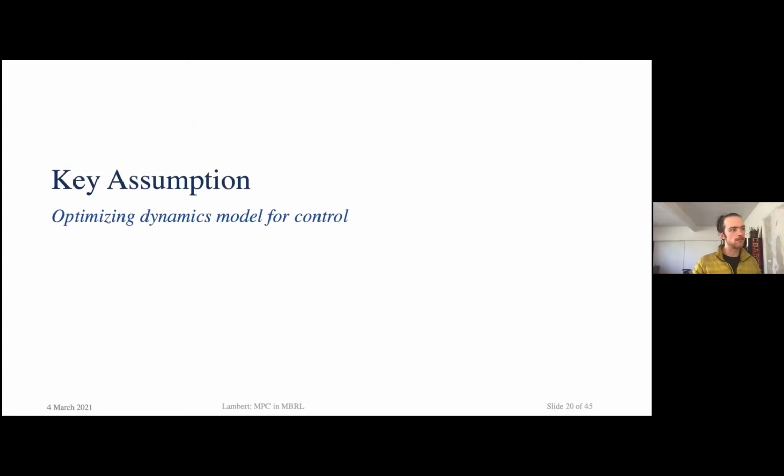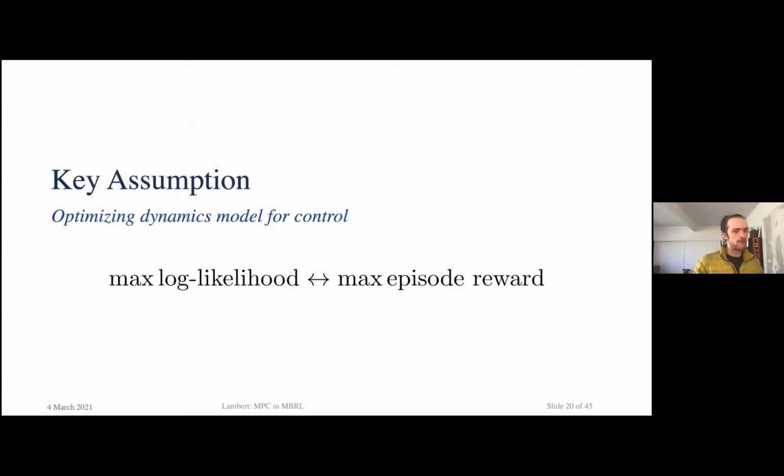Generally, there's one key assumption when you're optimizing a dynamics model for control: that if you maximize the log likelihood, if you maximize the accuracy, then you're going to get a higher episode reward. Then you're going to perform better. And our question is, to what extent is this true? Is an accurate model always a useful model?